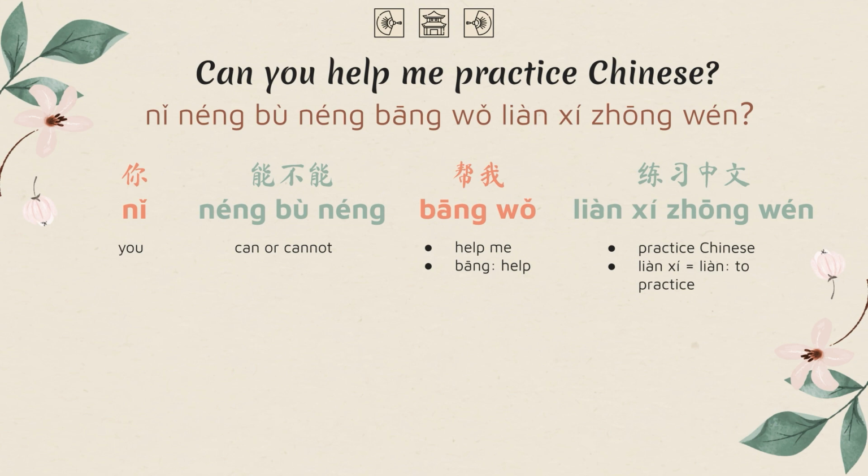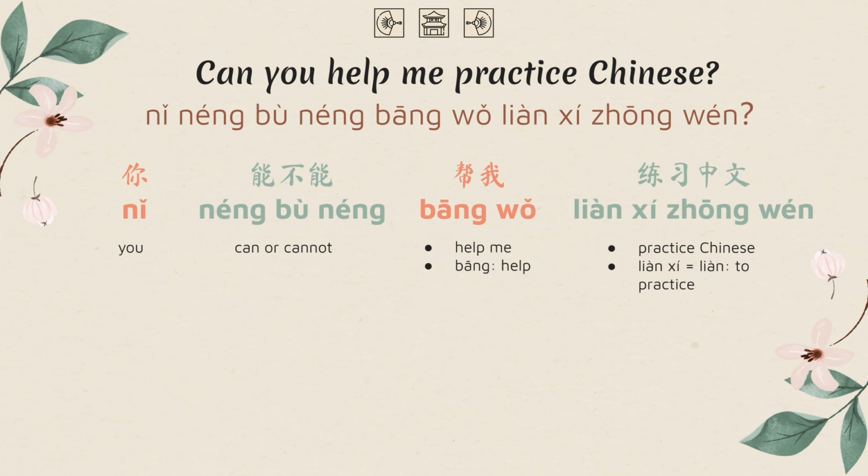How would you say practice speaking Chinese? So the word for to speak is 说. So it would be 练习说中文 or 练说中文. And instead of 中文, you could also say 汉语. So it would be 练习汉语。So the whole thing is, 你能不能帮我练习中文?